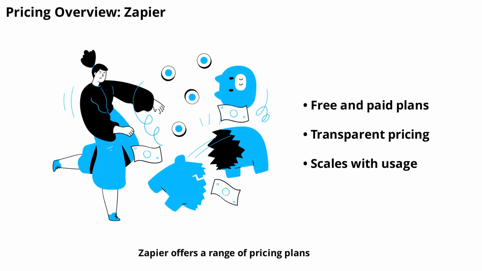Zapier offers a range of pricing plans, including a free tier with basic features and paid plans that unlock advanced automations and higher usage limits. For finance teams, the free plan may be sufficient for simple workflows, but more complex needs will require a paid subscription. Zapier's pricing is transparent and scales with usage, making it accessible for small businesses and startups. However, costs can add up for teams with heavy automation needs.